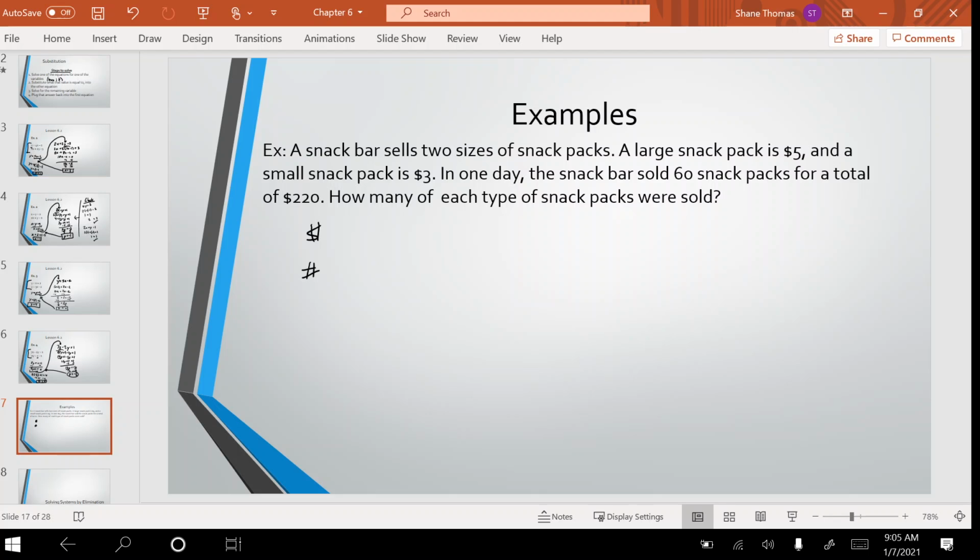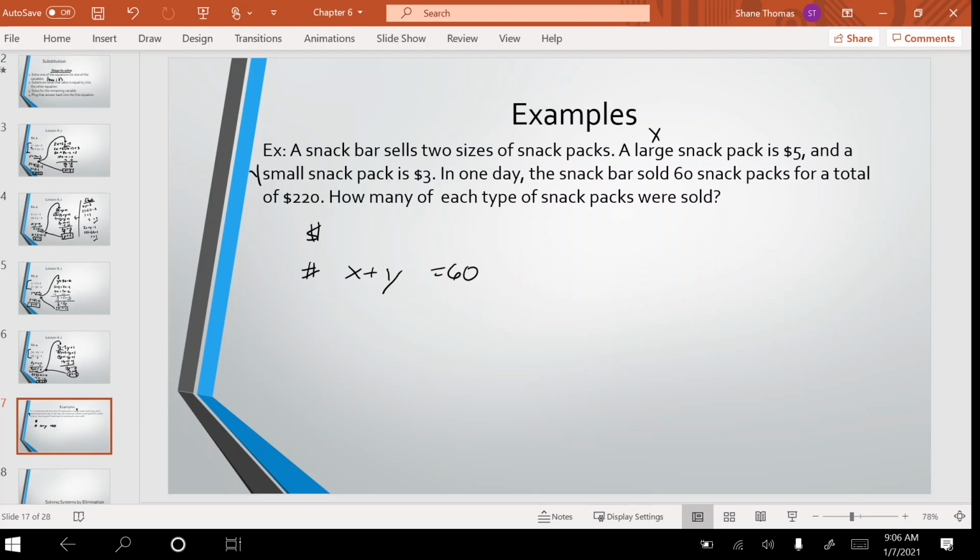I sold 60, correct. So I sold 60 snack packs. Now I have two different sizes. I got large and small. You just want to call them X and Y? So we'll say the large is X and we'll say the small is Y. Okay? So if I have total larges and smalls together, I sold how many? 60. So wouldn't that just be, bingo? So X plus Y equals 60.